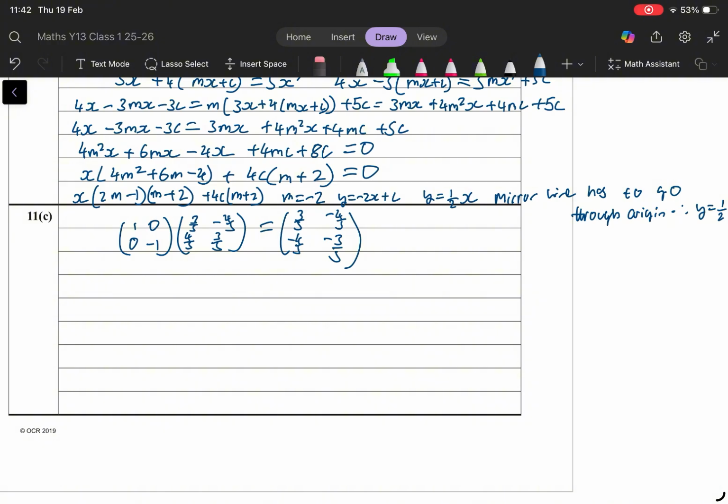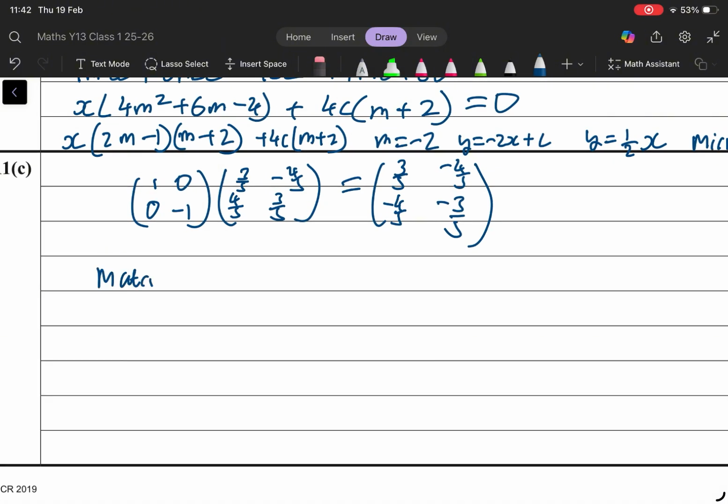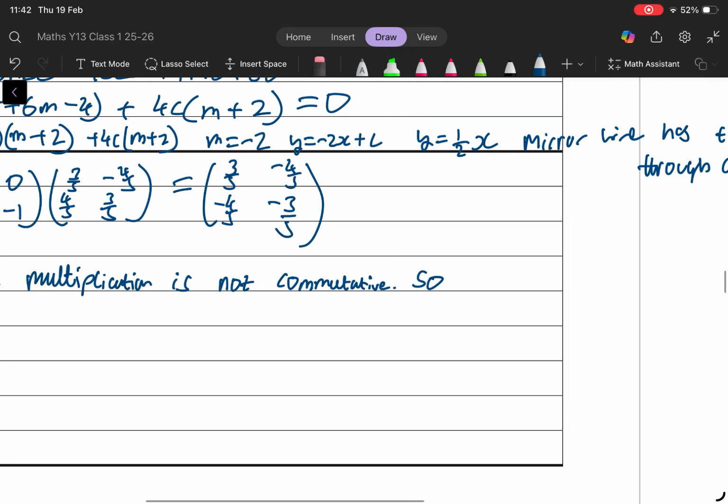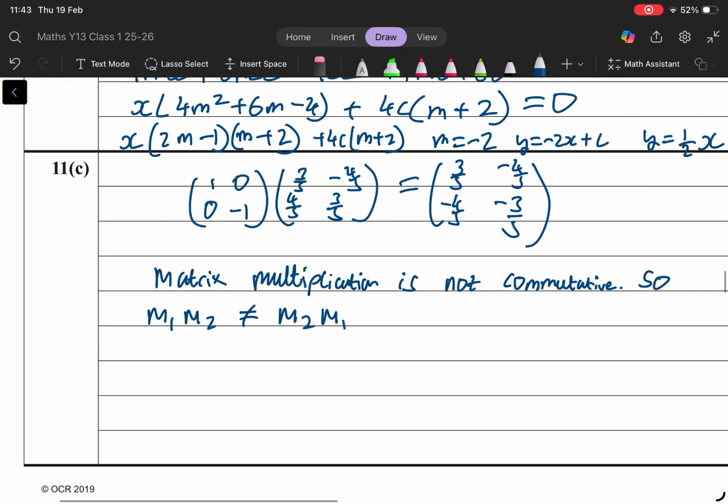I think I'm just going to argue that matrix multiplication is not commutative. M1 M2 is not equal to M2 M1. And so what you're doing is you're rotating it and then stretching it.